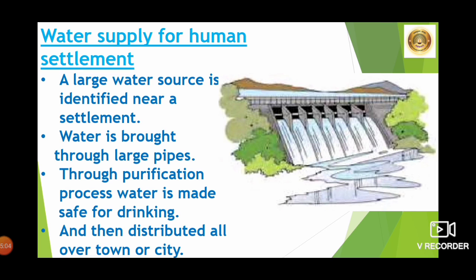Using the pipes, it is brought to a common place. There, water is made safe for drinking. This is called purification of water. And then the arrangements are done to distribute this water all over the town or city. This is called distribution of water. And this is how we get the water.